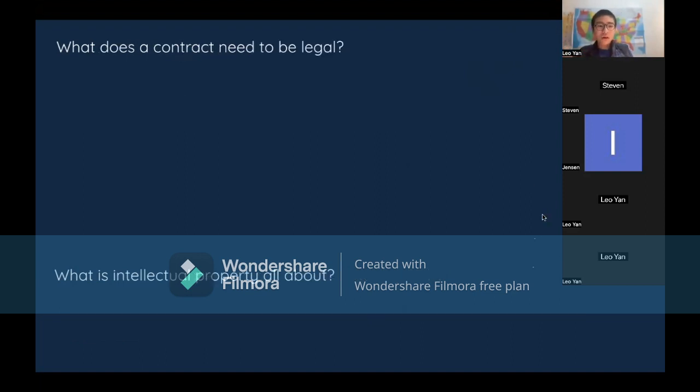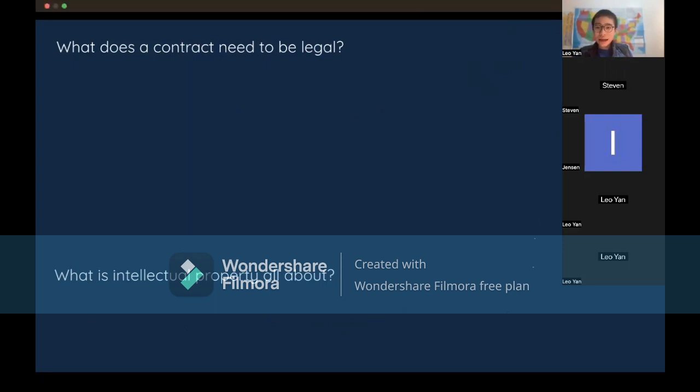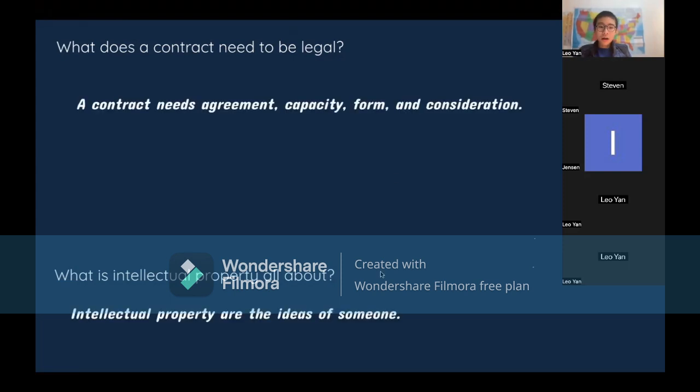Okay, so next question. What does a contract need to be legal? What needs to be inside a contract for that contract to be considered legal? And what is intellectual property all about? In order for a contract to be legal, the contract needs agreement, capacity, form, and consideration. All four, not one less.